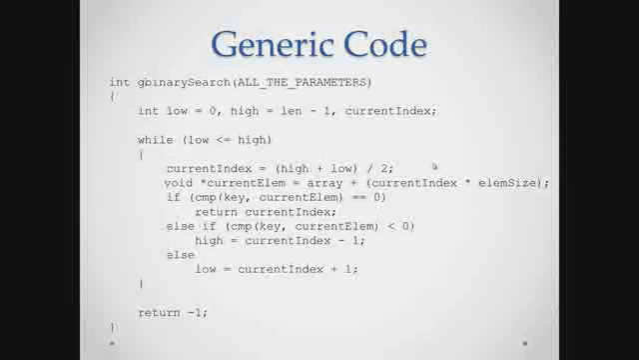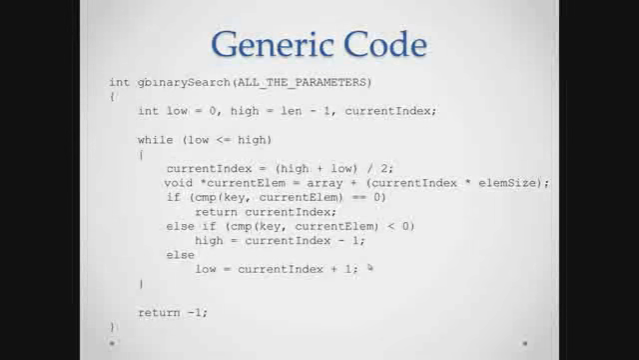Alright, simple as that. And the next thing that we do down here is we call the compare function. We compare the key and the element at the current index. And then if the key and the current element are equal, then the compare function will return 0. So if both the key and the current element are equal, then we found the key, so we have to return the current index. Otherwise, if they're not equal, then we need to see which one is bigger so that we know which side of the current element to look.